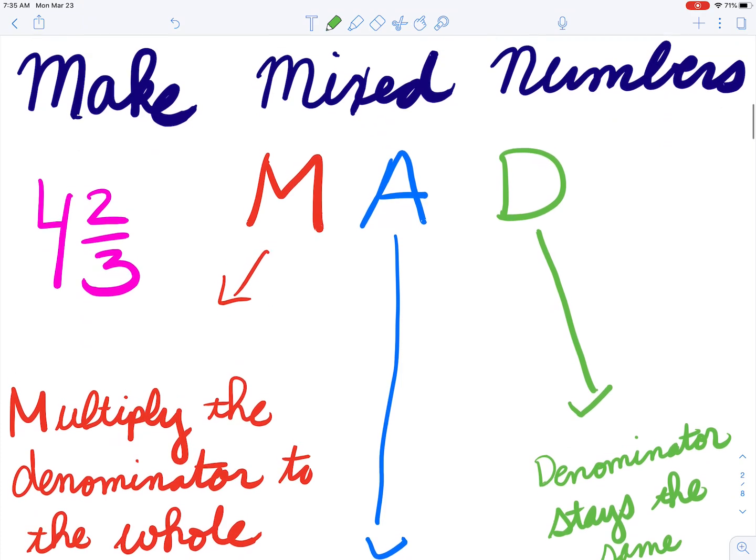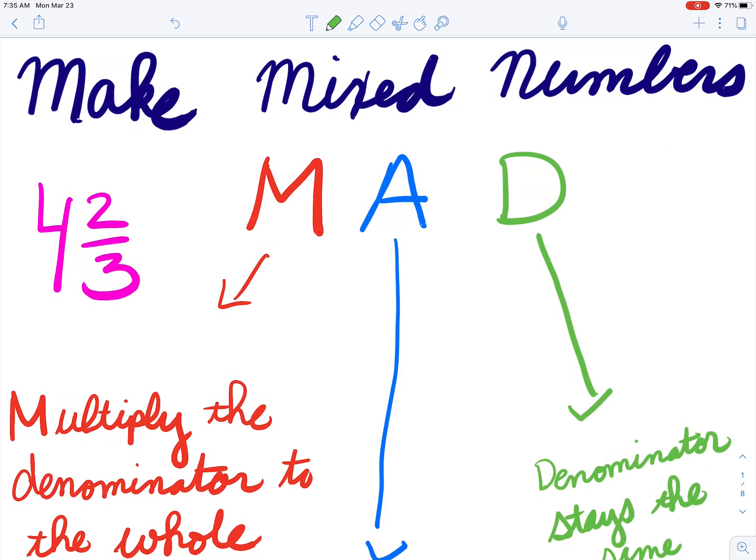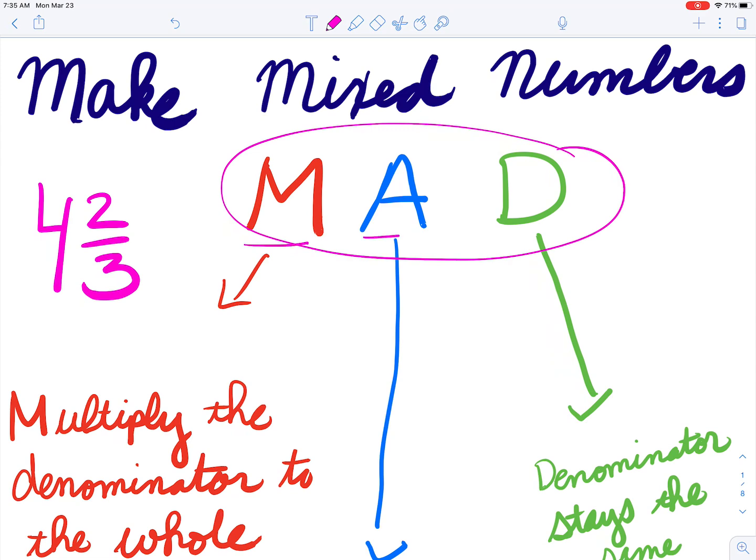Another thing for this lesson is we want to make sure that we know how to make mixed numbers mad. Now, not necessarily do we want to make them angry, we just want to make them MAD, meaning that MAD is an acronym where each letter stands for one part of how to change a mixed number to an improper fraction.